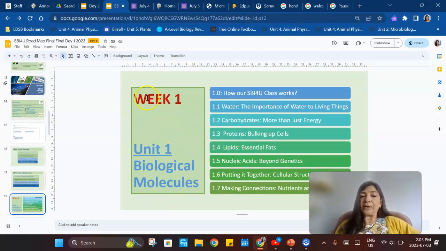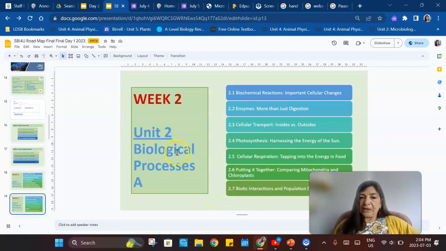In week 1, we are going to work on Unit 1, which is biological molecules. So on the first day, we're going to cover how our course works and water, the importance of water to living things. Then we'll study the biochemistry of carbohydrates, proteins, lipids, and nucleic acids. Finally, on Friday, you'll be working on the unit task and your unit evaluation.